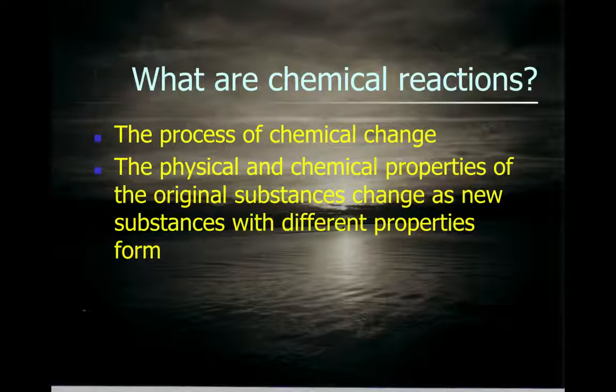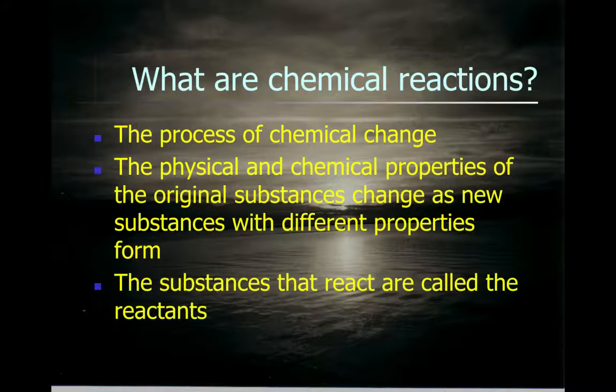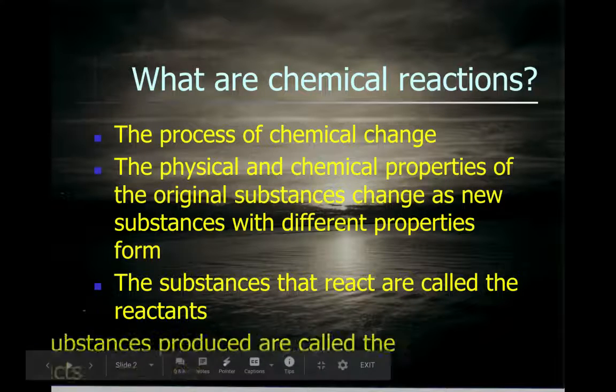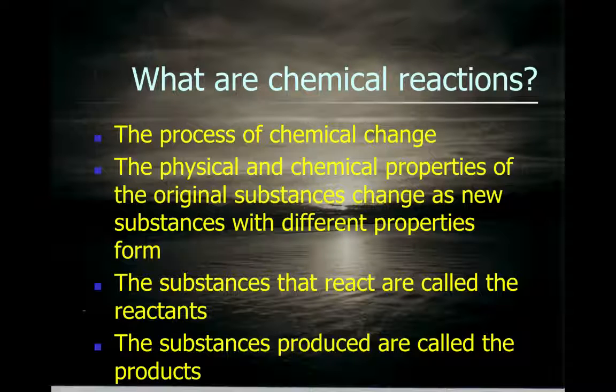For example, if you have a campfire that's burning, you start with firewood and oxygen, and you end up with carbon dioxide and water vapor and ashes when you're done. The things that you start with in a reaction are called the reactants, and the things that you make in the reaction are called the products.